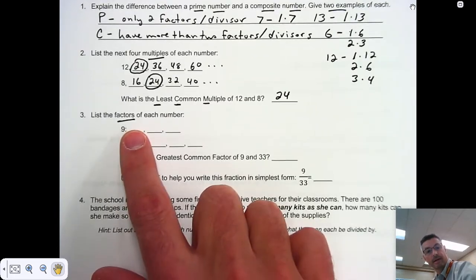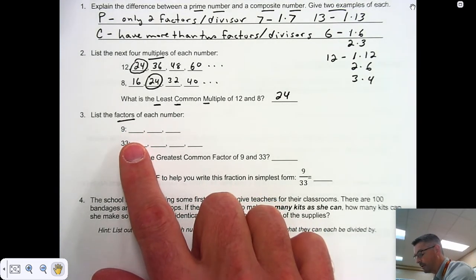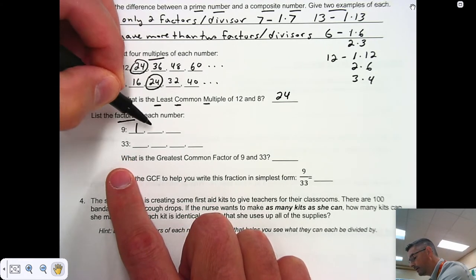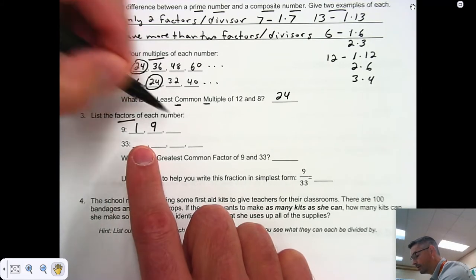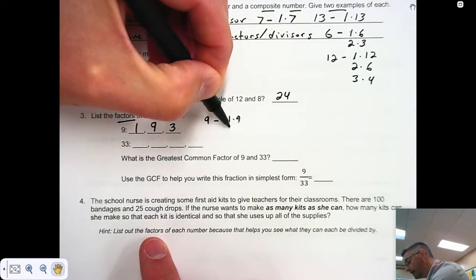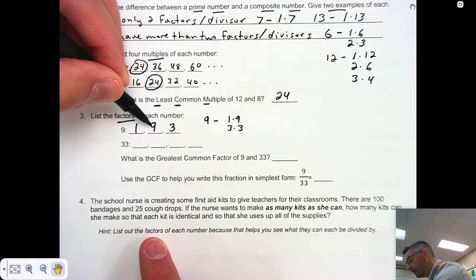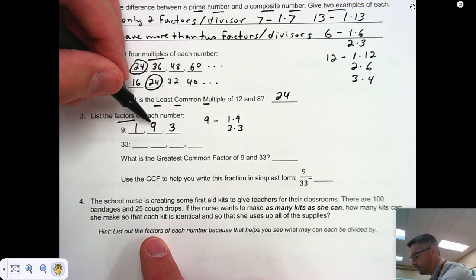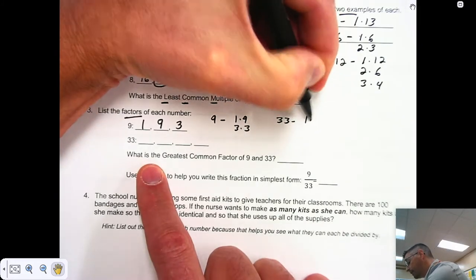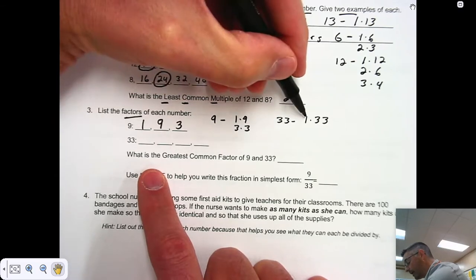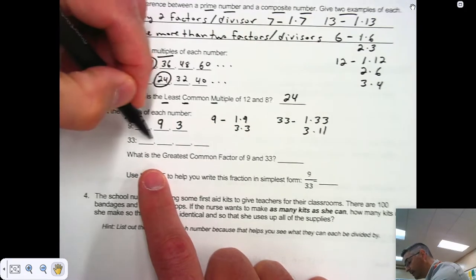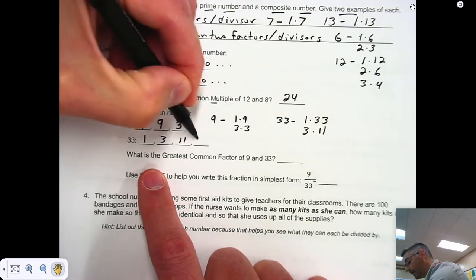Factors of a number, that's like saying, what numbers can I multiply to make, in this case, 9? So 1 and 9, and also 3. So if you think of 9 as factor pairs, 1 times 9, 3 times 3. So the factors are, I should have written them in order from smallest to largest, 1, 3, 9. So 33, we go over here, 1 times 33. All numbers, remember, have a factor of 1. So 1 times 33, and then 3 times 11. So it's 1, 3, 11, and 33.